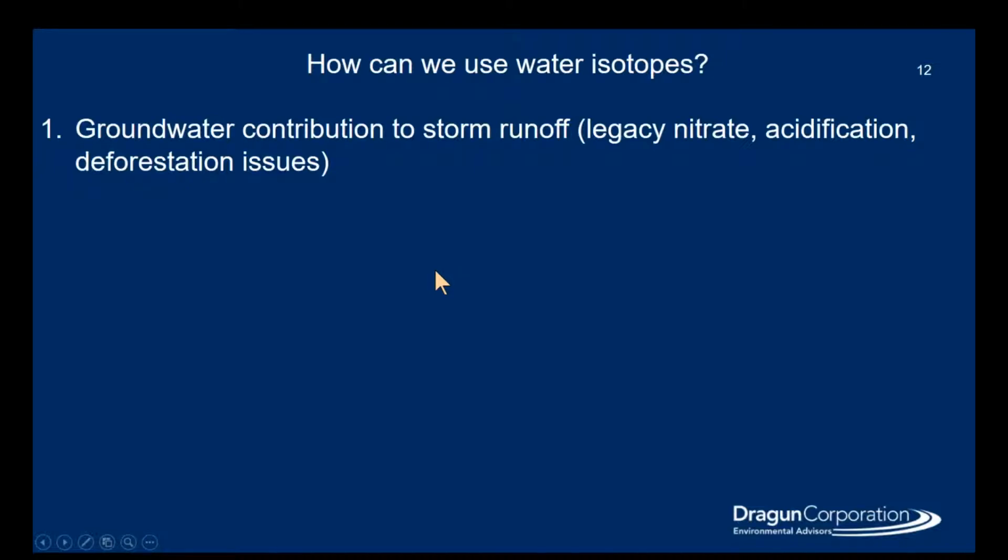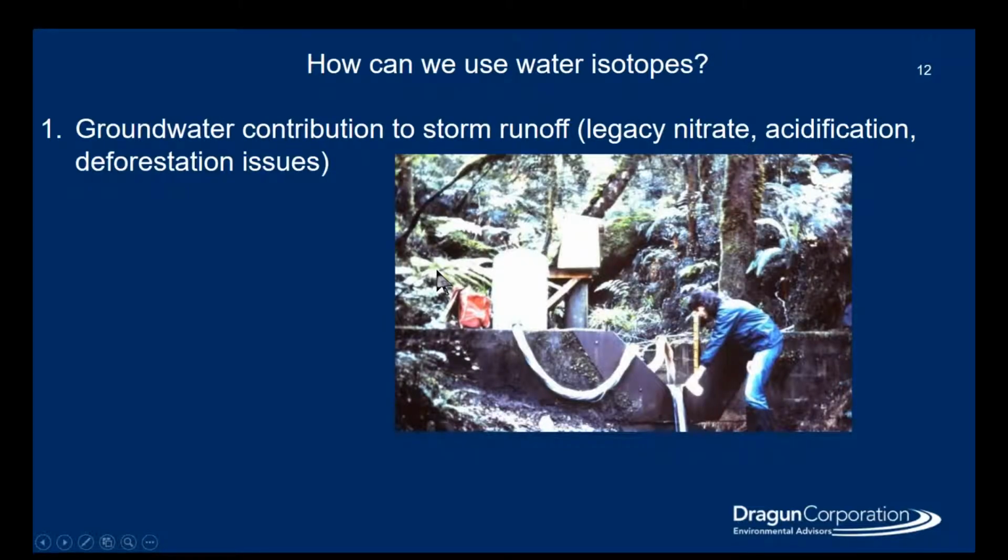So we can look at groundwater contributions to storm runoff. This is where I started doing my research a long time ago, and it's still used to evaluate groundwater contributions to storm runoff. This is important in things like legacy nitrate that is not the result of current agricultural use, but old agricultural use. We can determine the age of the water in the streams, acidification, and deforestation issues. Those are some of the things we use in surface water.